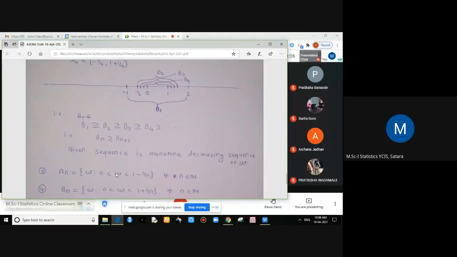This is the first sequence. Omega lies between 0 to 1-1/n. And the second sequence is omega such that these omegas lie between 0 to 1+1/n. Again, for all n belongs to the natural numbers. Okay.